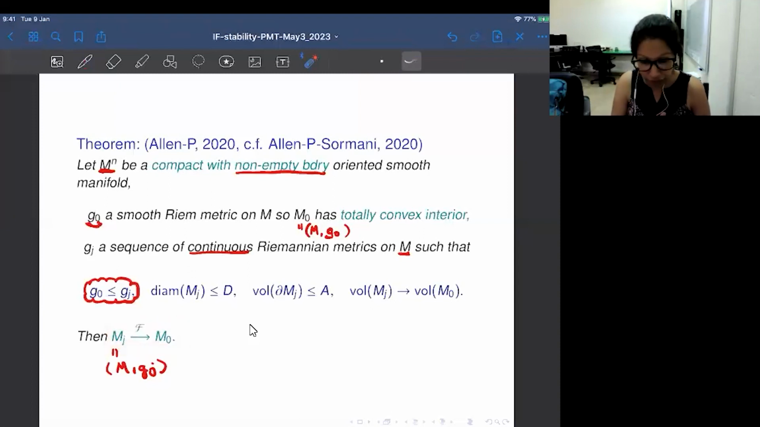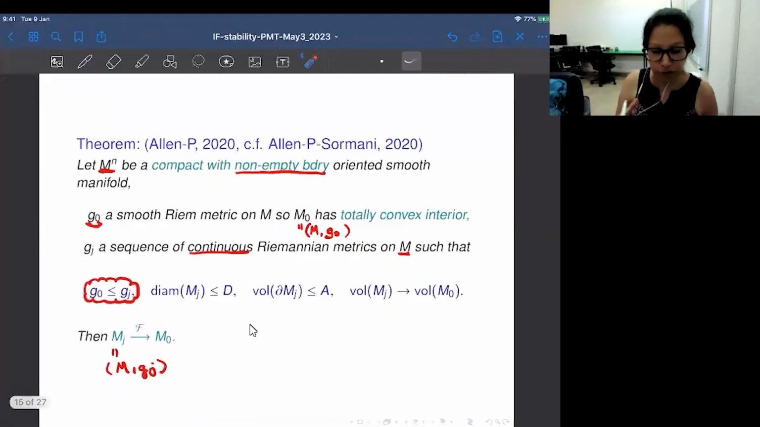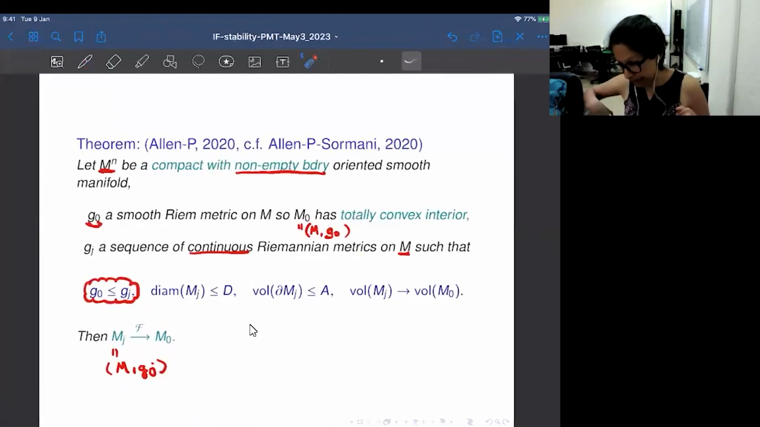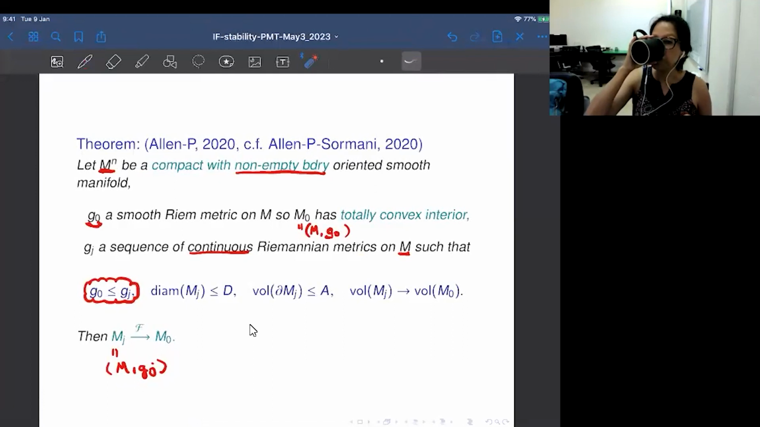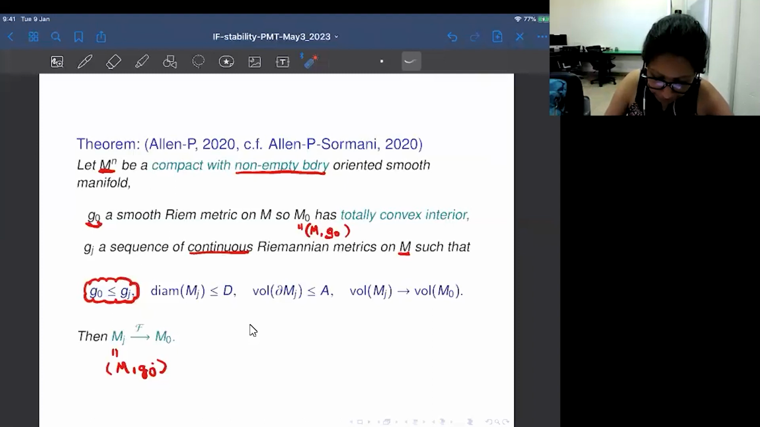And basically, this is the theorem that we are going to use to prove our stability result. Are there any questions before I move on to present the definition of the class of manifolds? Well, if not, let me just tell you that a similar theorem was proven by Allen-Sormani and myself, but this theorem was in the case in which the manifolds were closed.